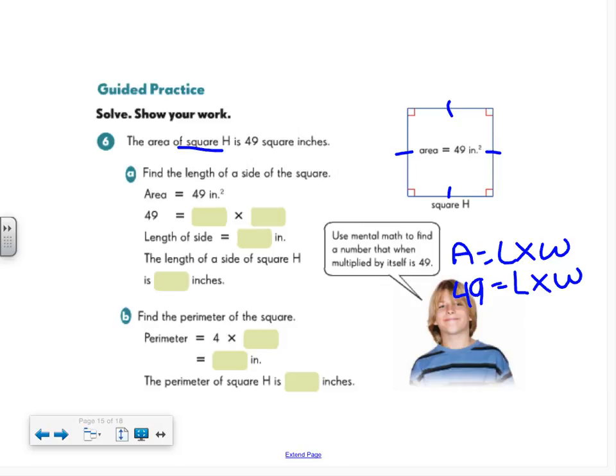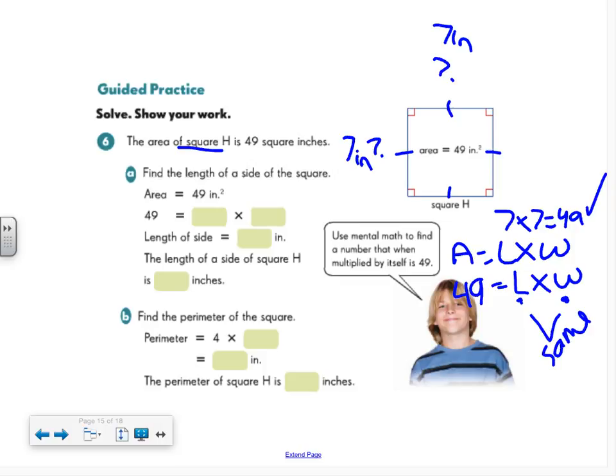Well, again, it's a square, so I know that this number and this number are exactly the same. So if you're really great at math facts, you'll be able to quickly realize what that number is. If you're not, you might have to stop. Like 5 times 5 is 25. 6 times 6 is 36. I got to keep going. 7 times 7 is 49. So I know that each side must be 7 inches. And again, you can check it. If you say 7 times 7 equals 49 and that works, then you are good to go.